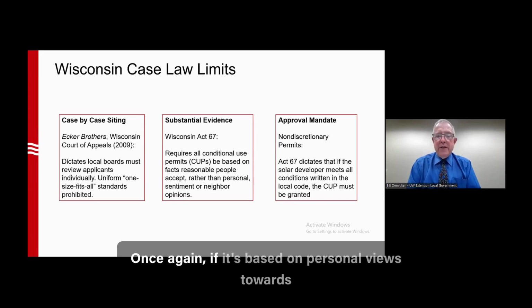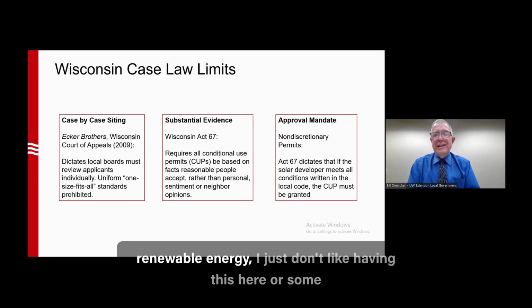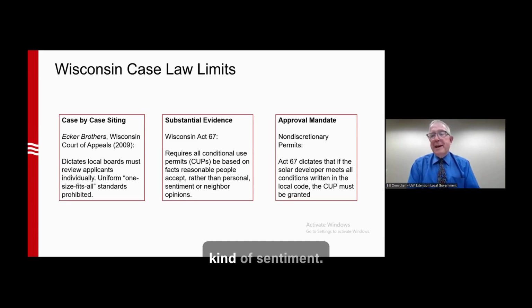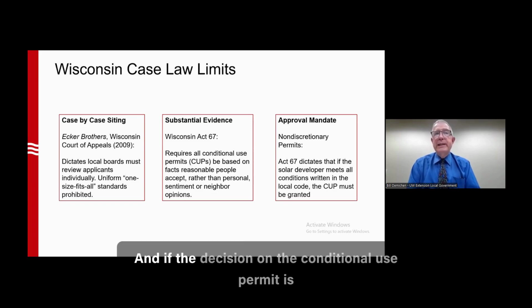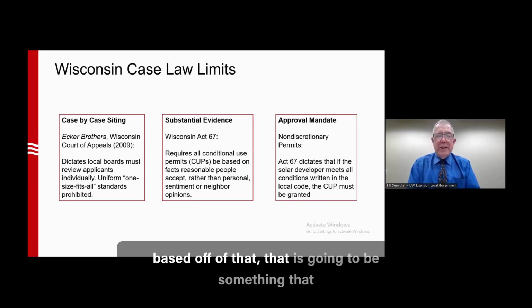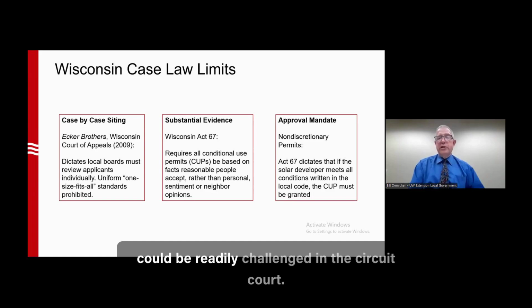Once again, if it's based on personal views towards renewable energy, I just don't like having this here, or some kind of sentiment, it's not consistent with our community, or neighbor opinions, once again, the court's not likely going to give validity to that. And if the decision on the conditional use permit is based off of that, that is going to be something that could be readily challenged in the circuit court.